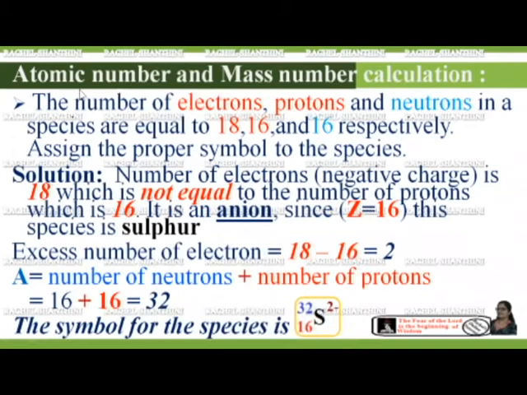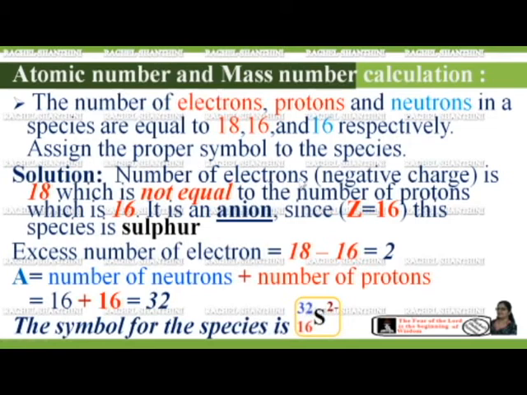Now let us discuss one more example sum to calculate the atomic number and mass number. Here they have given the number of electrons, protons and neutrons in a species are equal to 18, that is the number of electrons, 16, that is the number of protons, and 16, that is the number of neutrons, respectively. Assign the proper symbol to the species.